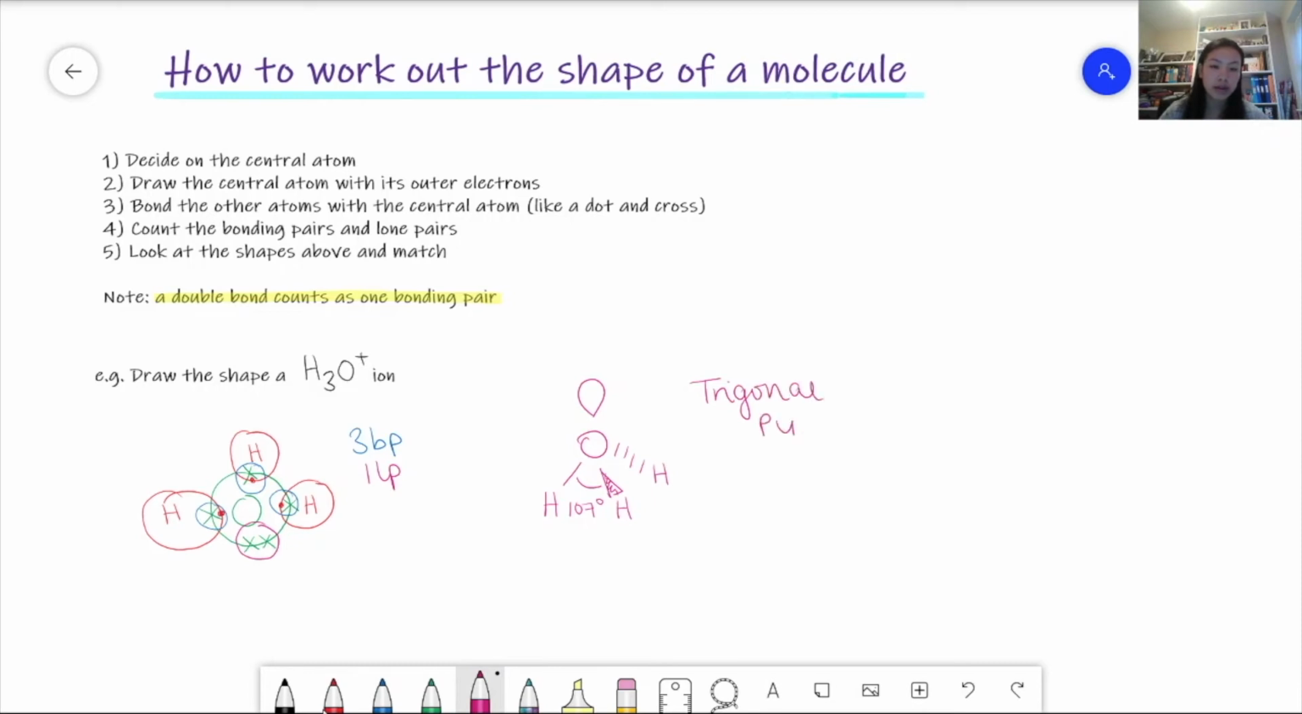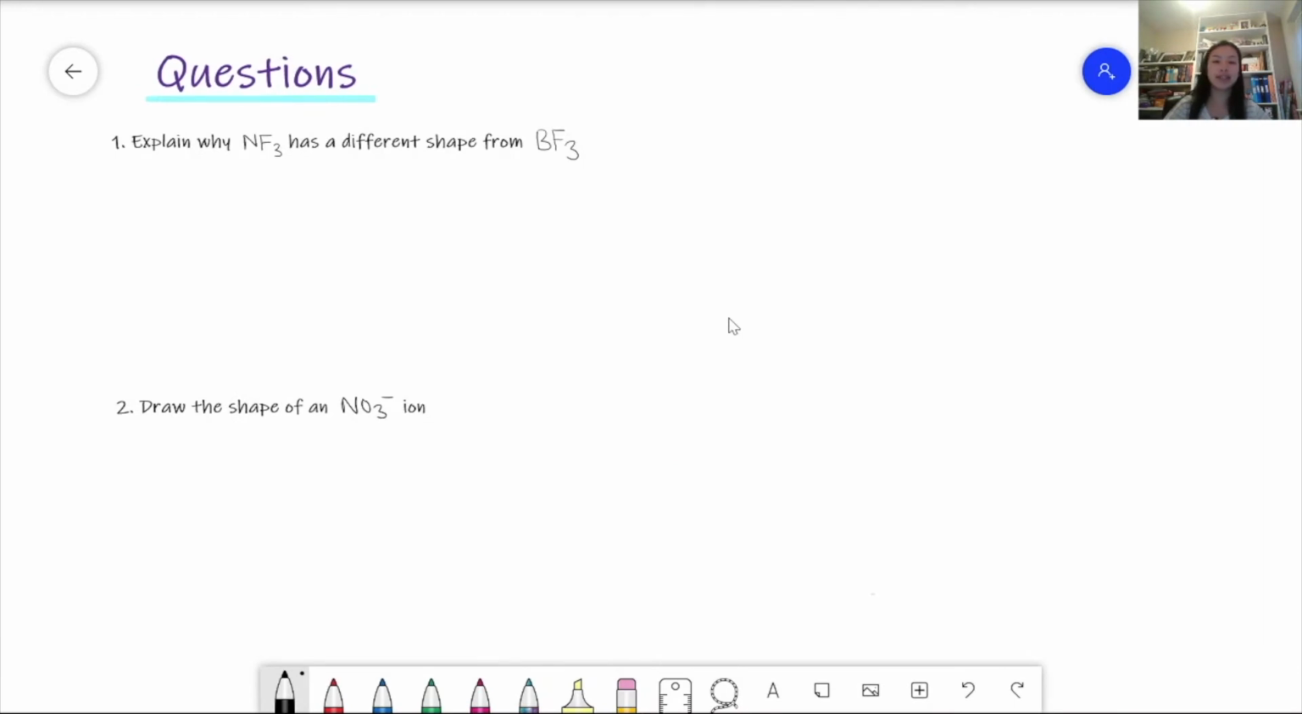trigonal pyramidal, because it's been deducted from 109.5, which it would be if it didn't have this lone pair, and it was just a tetrahedral. Now we're going to have a look at some questions.